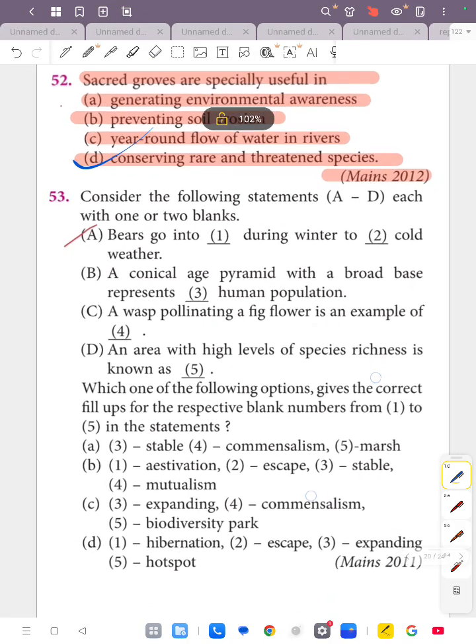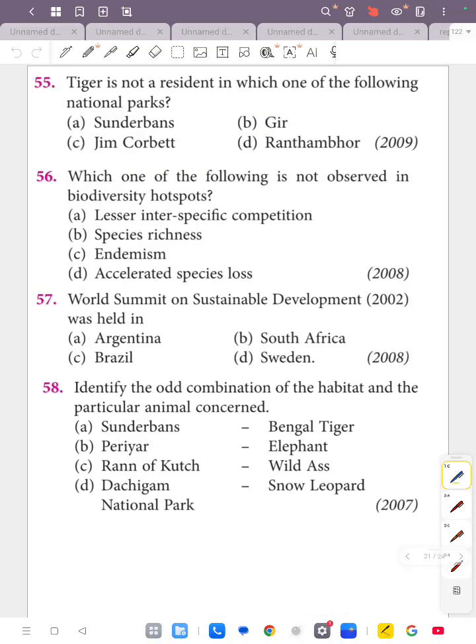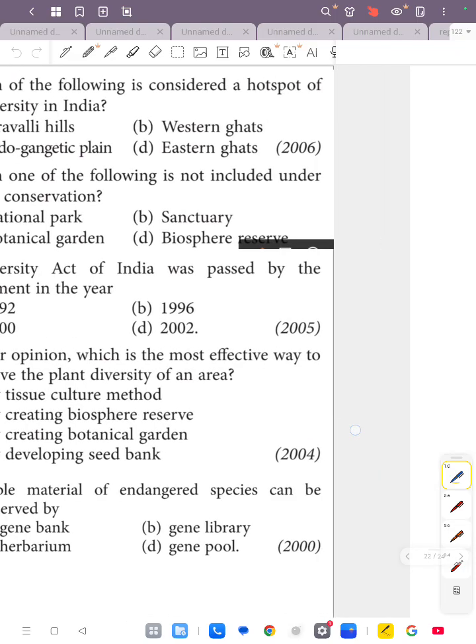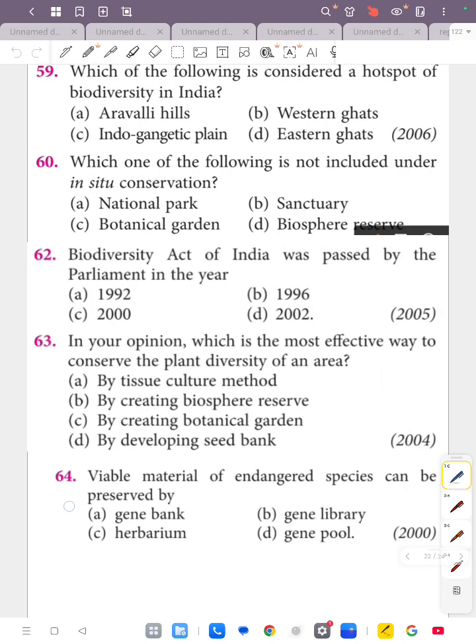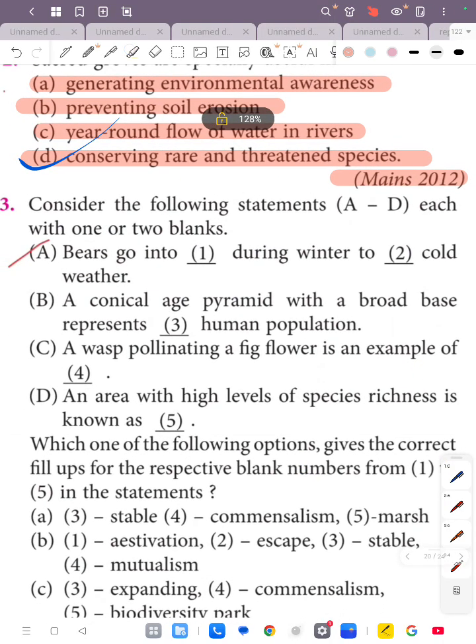Now, I think we'll have to do a part 3 as well. Do we have to? Let's see how many more questions we have. Okay, let's try wrapping it up in this particular video as well. Let's quickly get done with this. Now, consider the following statements A to D, each with one or two blanks, and answer our questions accordingly.